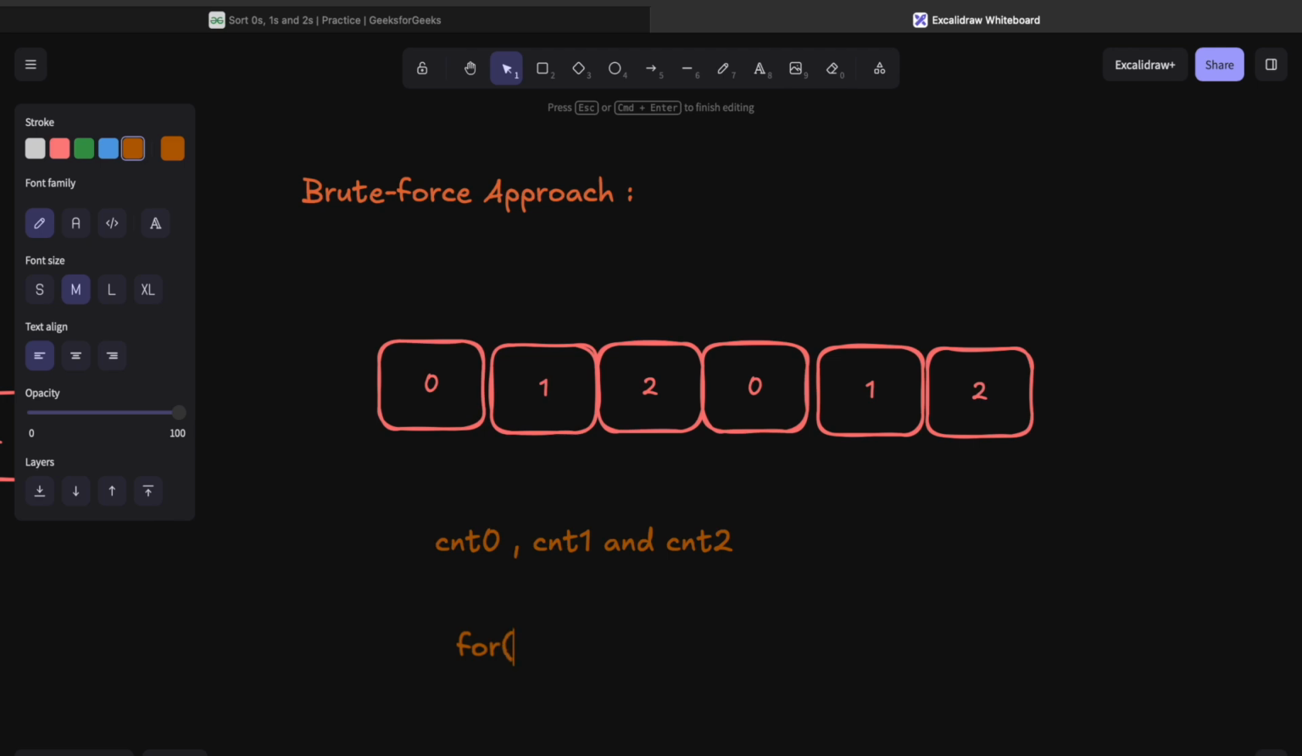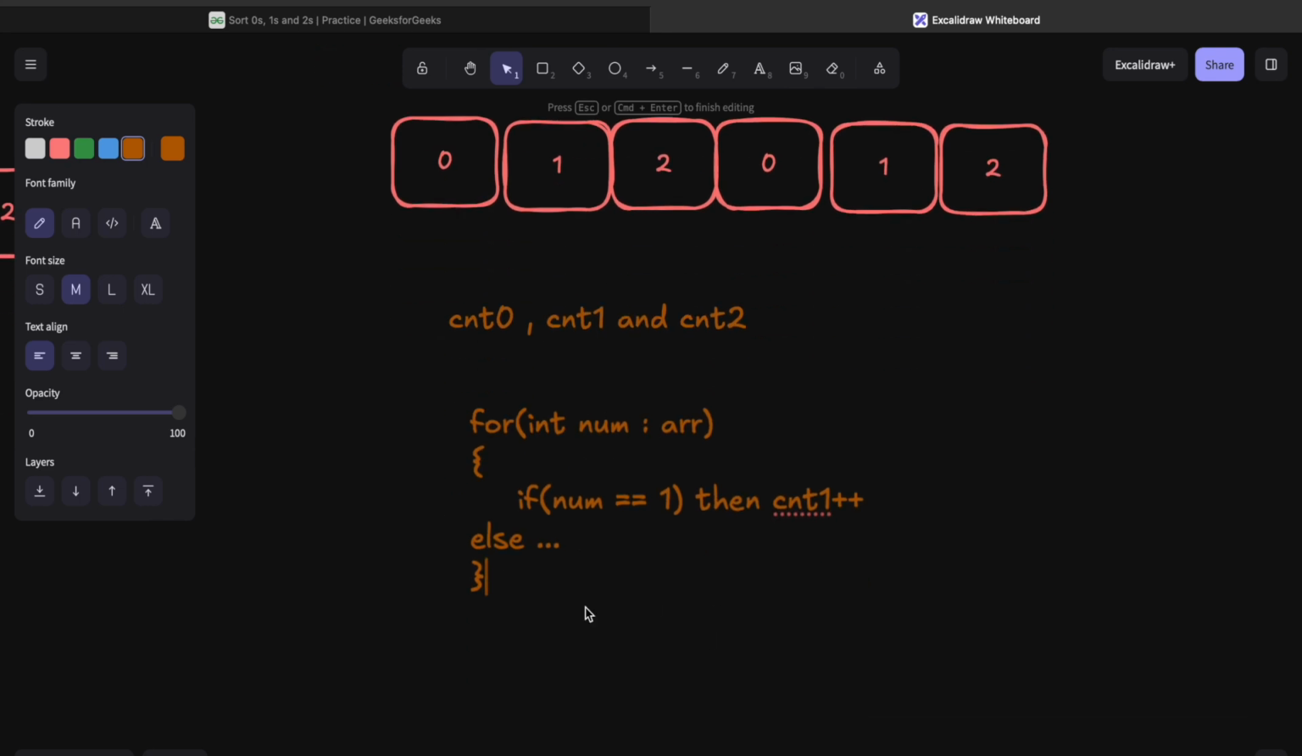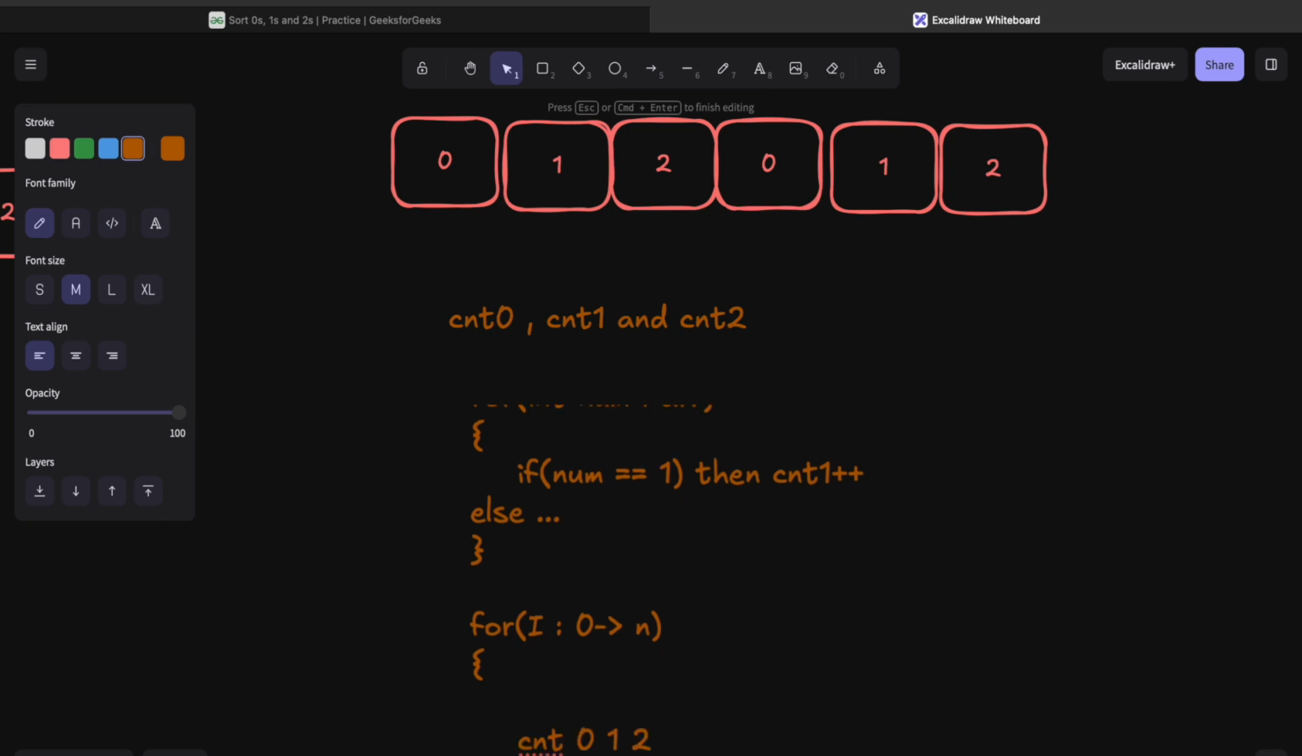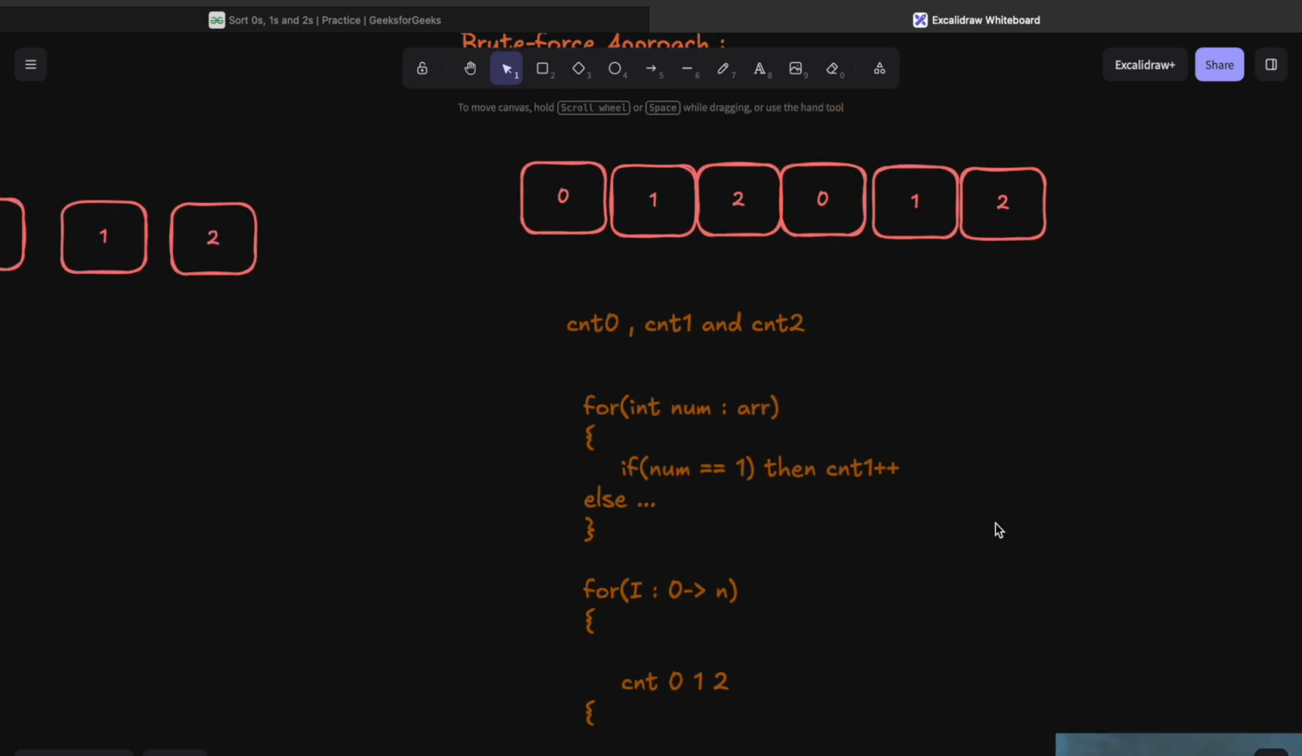I can just write for int num of array. This is just pseudocode. If num is equal to one, then count one plus plus, else, and I can write this for the others, right? And after that, I can once again traverse the same array and just fill it, like how many count zeros we have, then ones, and then twos. So I think the brute force approach is clear.